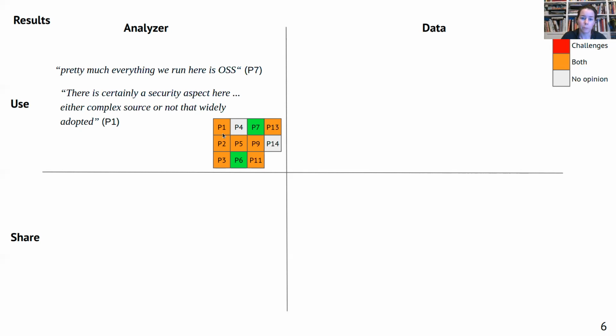So generally, our participants saw both benefits and challenges. For instance, 1 participant said that pretty much everything we run here is open source. But at the same time, they expressed opinions like there is certainly a security aspect here, either complex source or not that widely adopted. So some precaution in what kind of open source, how open source was used.